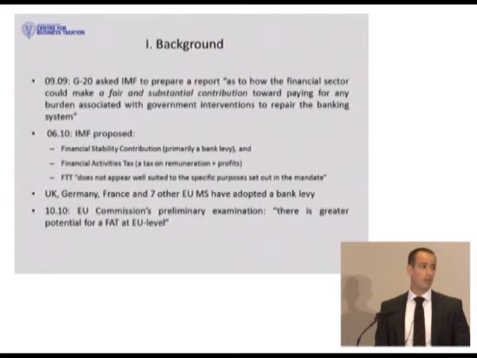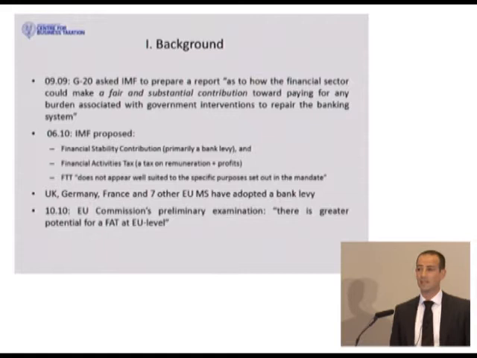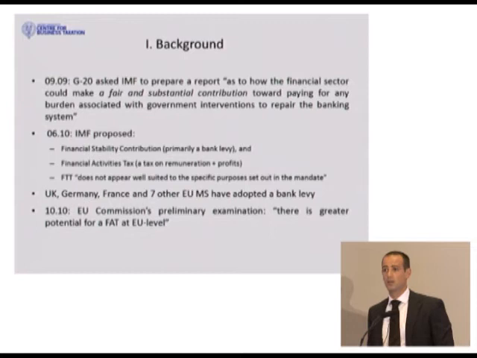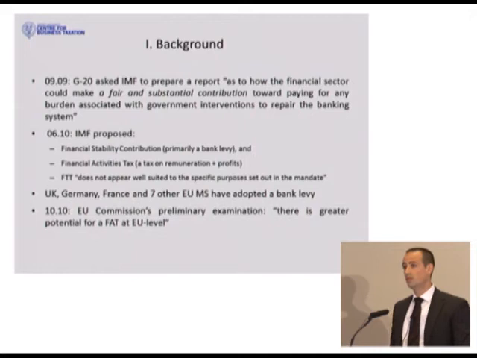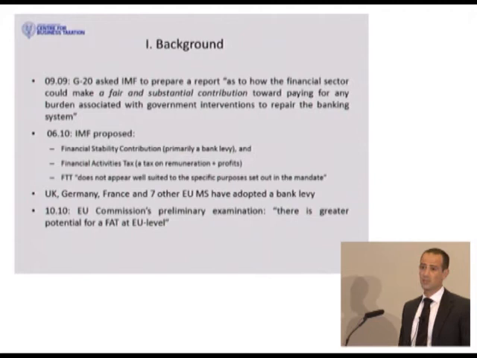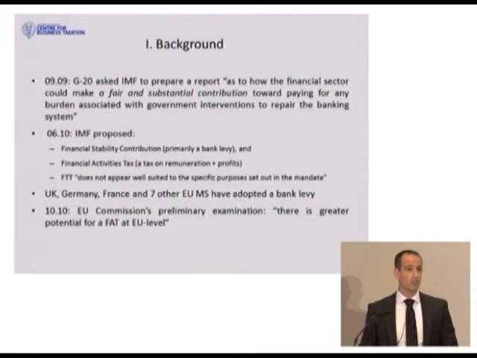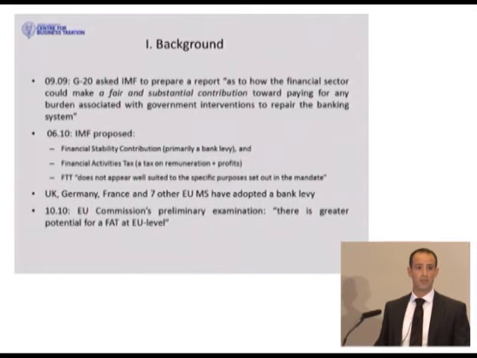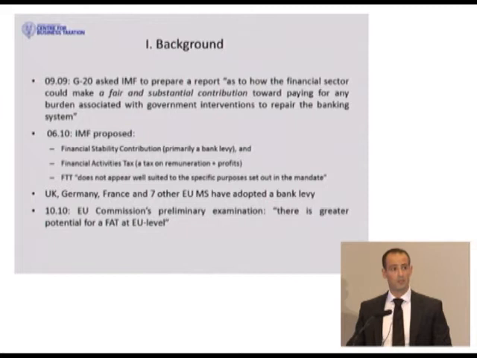It proposed a financial stability contribution, which essentially is a bank levy. And the bank levy is a balance sheet tax. It's a tax on the liabilities of banks. And it also proposed a financial activities tax, a FAT. The financial activities tax actually is a family of taxes. There are different versions of the FAT, but essentially they're always a tax on profits and remuneration. Now, we usually speak about three types of FATs, and depending on how you define profits and remuneration, you end up with a tax which has a different objective.